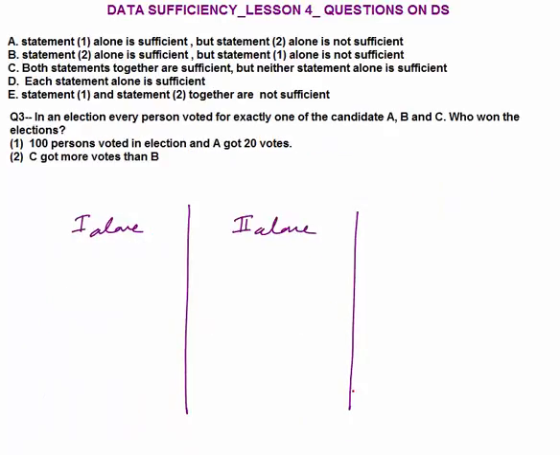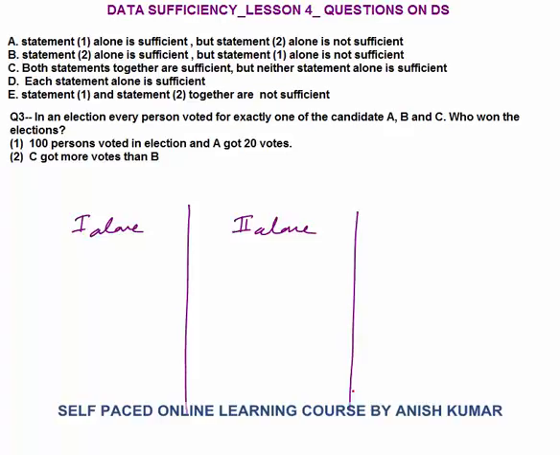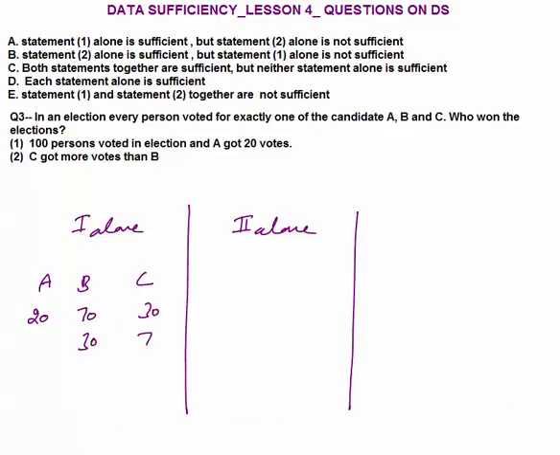Question 3, you should pause the video and try to solve it yourself. The question says that in an election, every person voted for exactly one of the candidates A, B and C. Who won the election? Statement 1 alone says that 100 people voted in the election and A got 20 votes. It means that B and C combined got 80 votes, because the total number of people voting is 100. So we can't determine a unique answer. It could be 70, 30, or 30, 70, or 40, 60, or 60, 40. There are any number of possibilities for B and C.